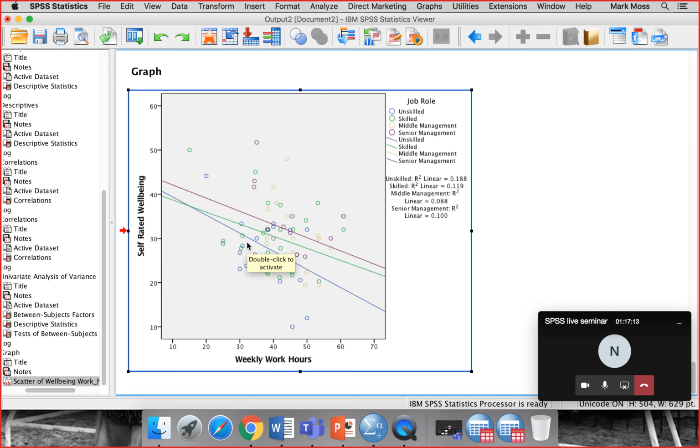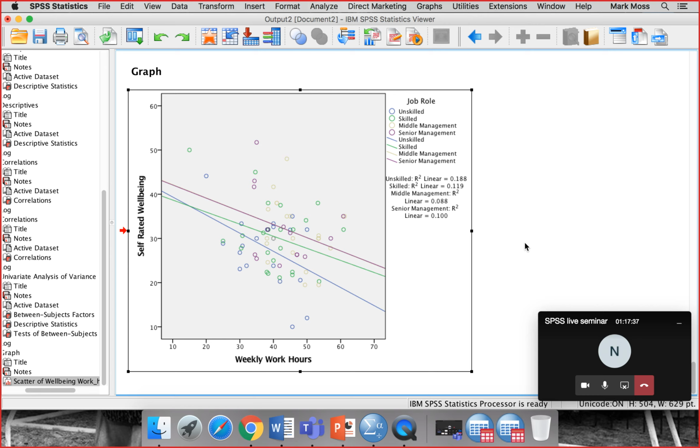You would be really concerned if one of the lines of best fit was going in this direction, showing that the relationship for one group between weekly work hours and self-rated well-being was just completely different to all the rest. If that was the case, you'd seriously have to abandon the analysis of covariance. But they're not. They all look all right.